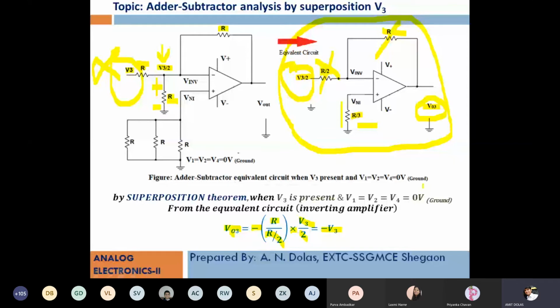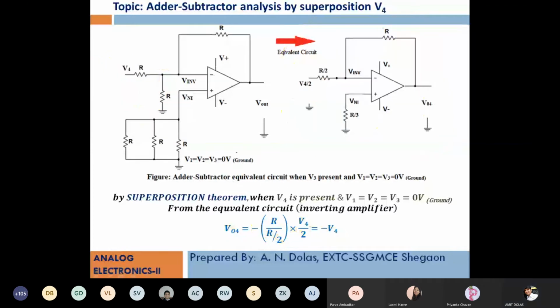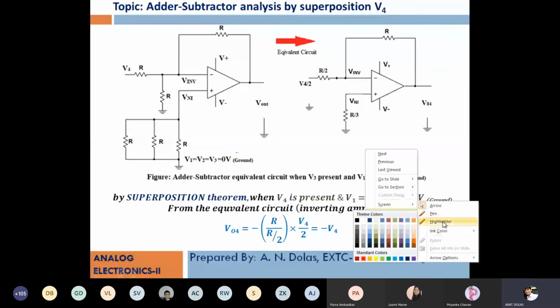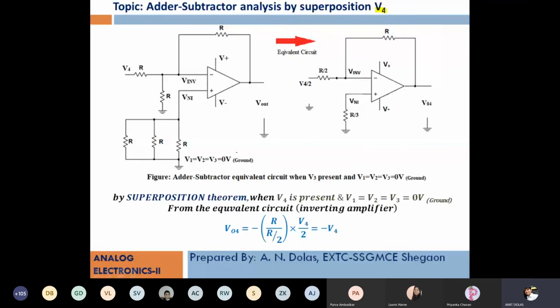Now I have to see the effect of V4, and as it is a symmetric network, the analysis will be the same. So I'll move to the next slide and see the effect of V4. Here I kept V4, and V3 is ground. V1 and V2 are already ground.